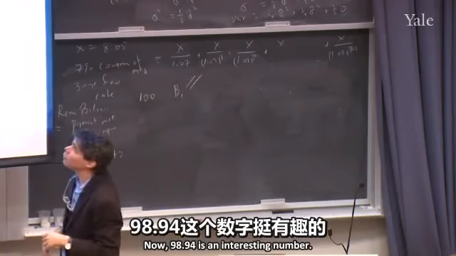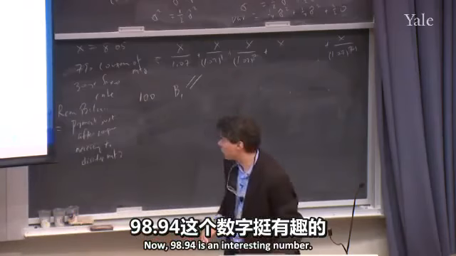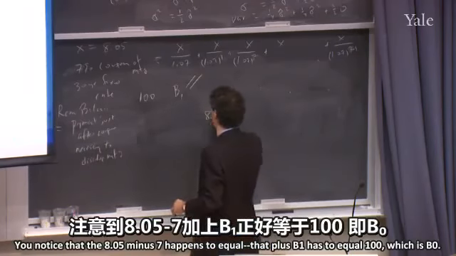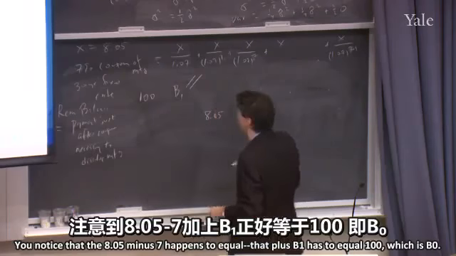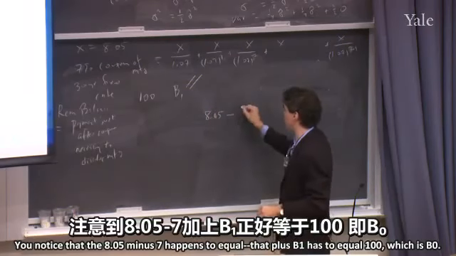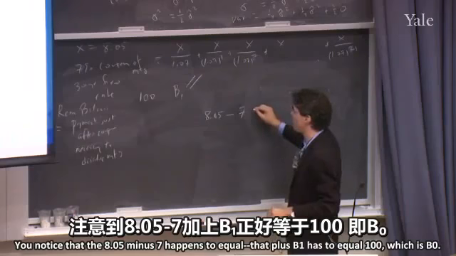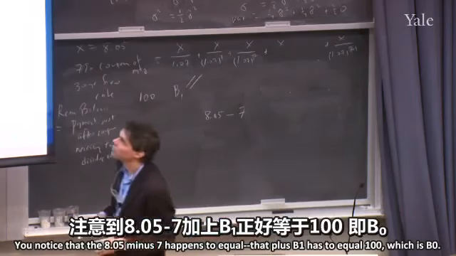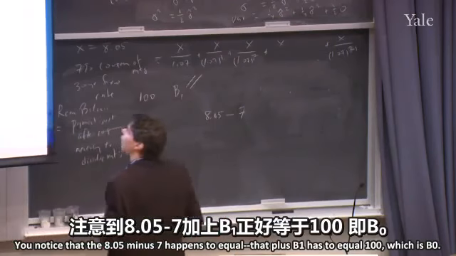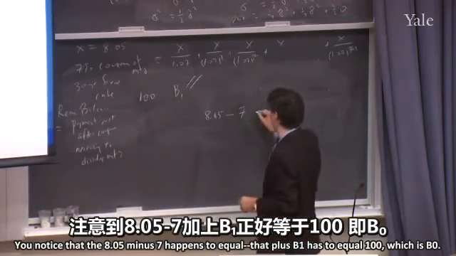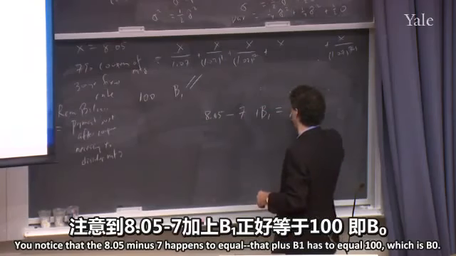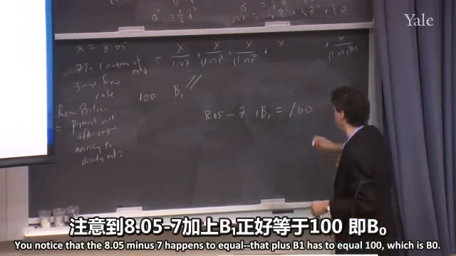Now 98.94 is an interesting number. You notice that 8.05 minus 7 happens to equal the difference, and that plus B1 has to equal 100, which is B0.